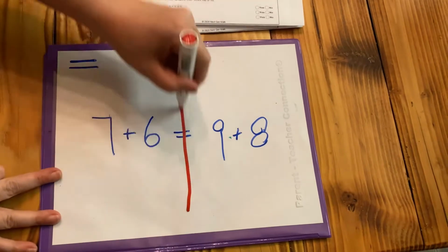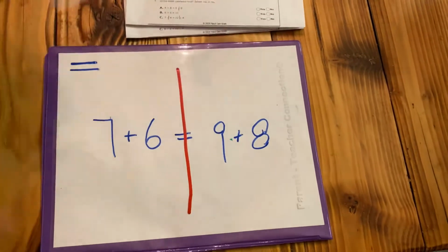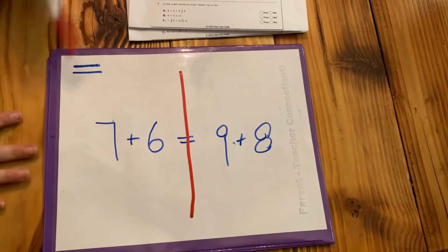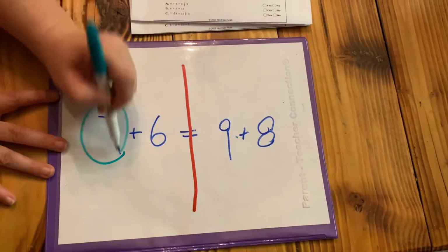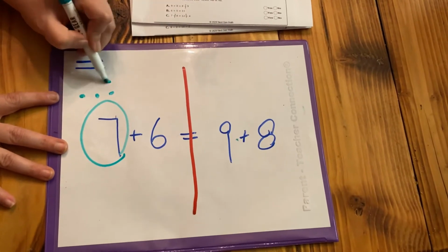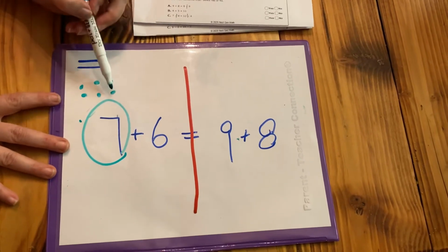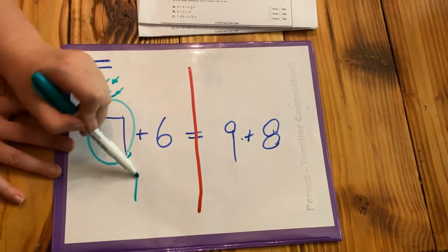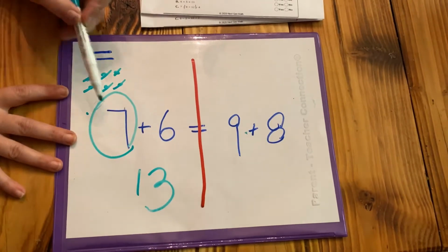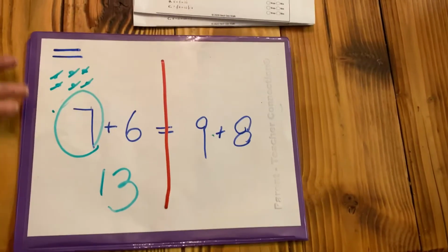Split your equal sign so that you have 2 separate equations. We're doing both sides. Okay? 7 is my larger number, and I have 6. So 7, 8, 9, 10, 11, 12, 13. So 7 plus 6 equals 13.